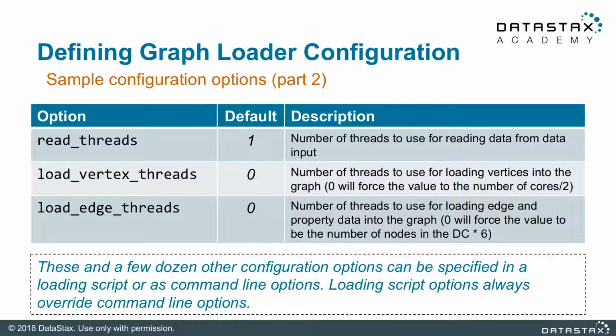Here are a few parameters you can adjust for increasing or decreasing performance. Read threads is the number of threads used to read data from the data input. Load vertex threads is the number of threads used for loading vertices. By default, it's set to 0, which will force the number to be the number of physical cores divided by 2. Load edge threads controls the number of threads used for loading edges and properties and will default to 0, which translates to the number of nodes in a respective data center times 6.